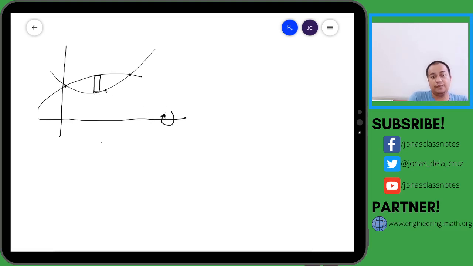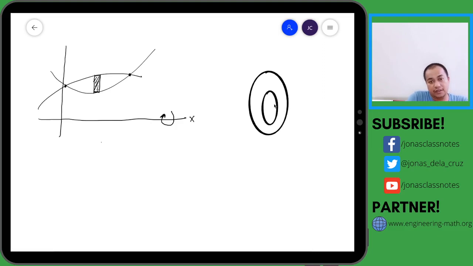Medyo malayo siya. So ibig sabihin, if we rotate that rectangular element about the x-axis, magkakaroon tayo ng washer. Okay? Yung washer na yan, ang radius ng... Okay, so we can draw a washer. Yan. So, nandito sa gitna, no, yung axis of rotation natin. Okay? We rotate this one. Yung rectangular element natin nandito.